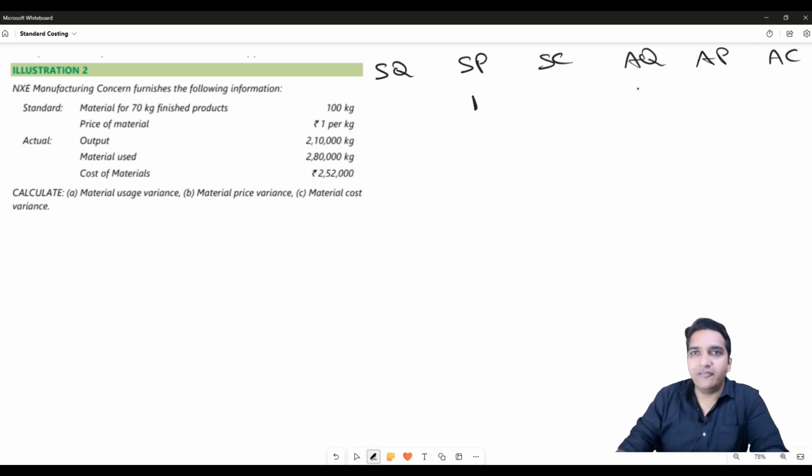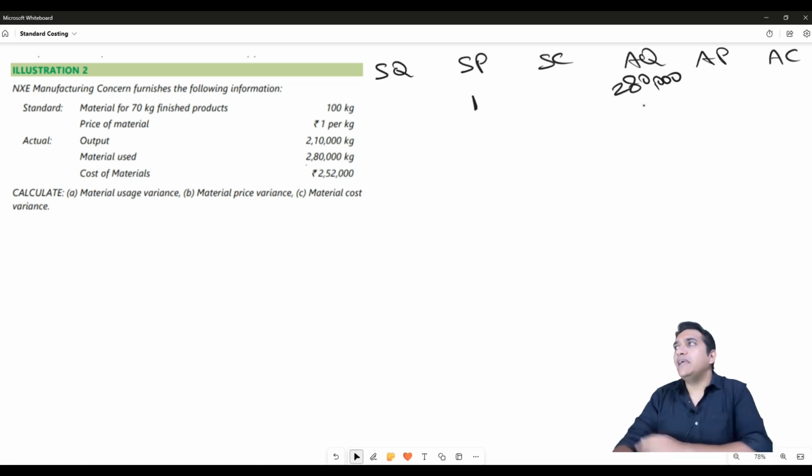Next, actual quantity. Have they given the actual quantity? Yes. The actual material used will become your actual quantity. This is material used, not output. Output is not my actual quantity. My actual quantity will be 280,000. Why 280,000? Because I introduced raw material of 280,000 kg, and then 210,000 kilograms of finished goods were manufactured. So what is my actual quantity? It is 280,000. So let's write that down, 280,000.